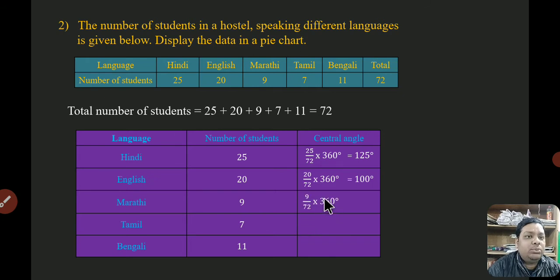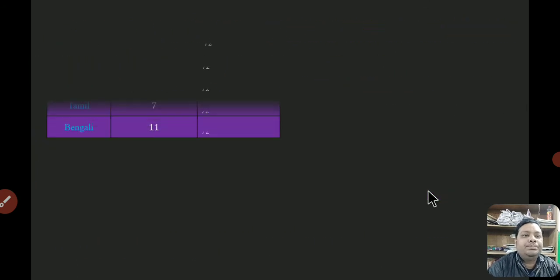Again 9 by 72 into 360. 72 fives are 360 and 5 nines are 45 degree. Again 7 by 72 into 360. 72 fives and 5 sevens are 35 degree. Again 11 by 72 into 360. 72 fives and 5 elevens are 55 degree. Okay. So now we have got the angles. Hindi 125 degree, English 100 degree, Marathi 45 degree, Tamil 35 degree and the rest Bengali is 55 degree. Okay. So now we will use this data to draw the pie chart. Let's see in the next slide.